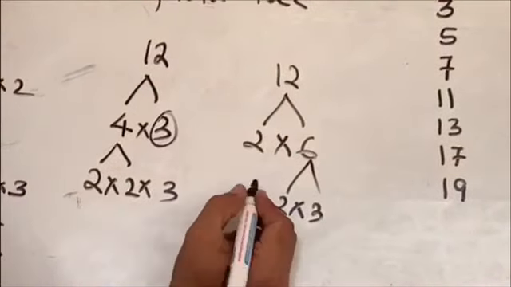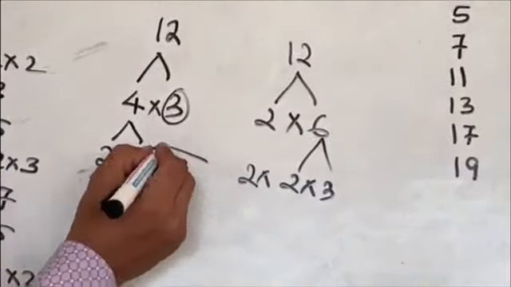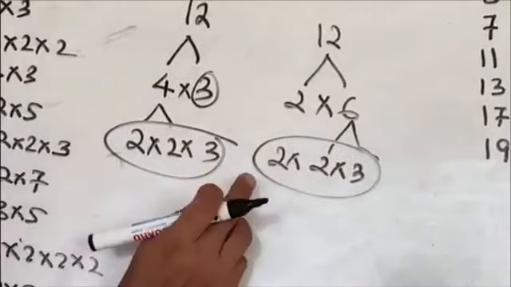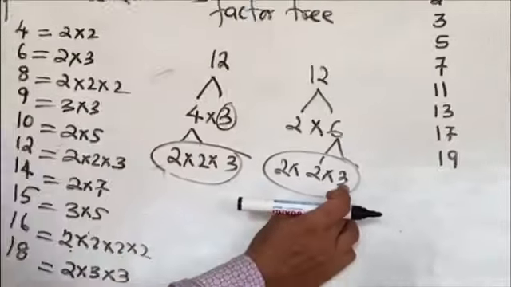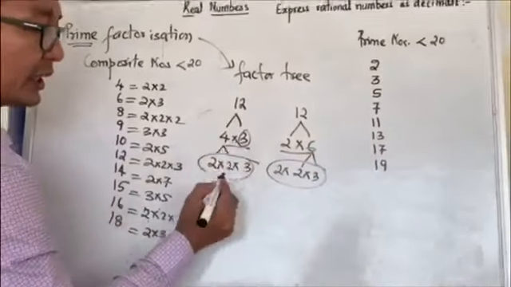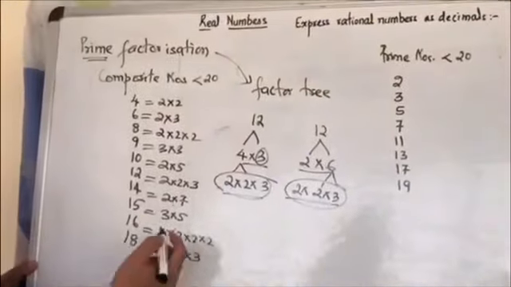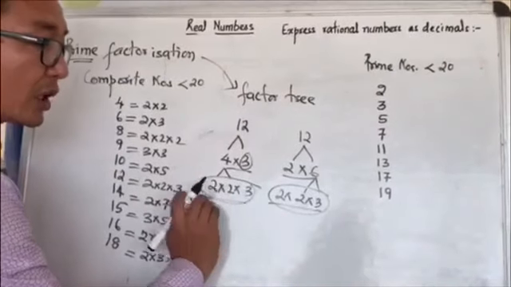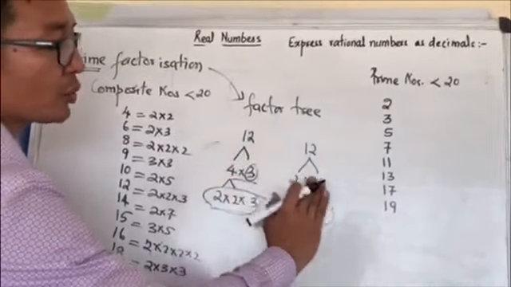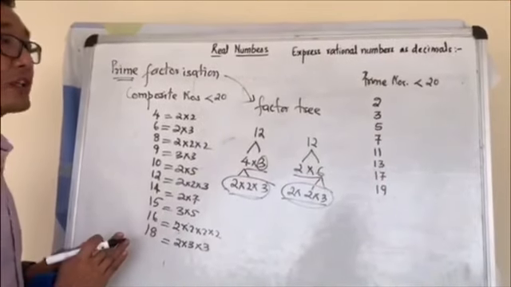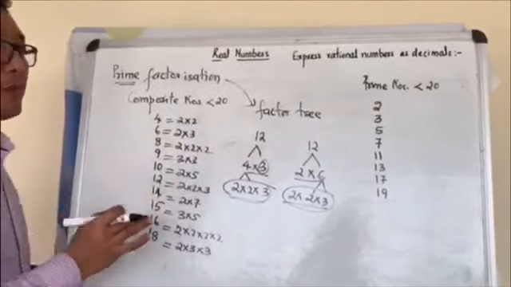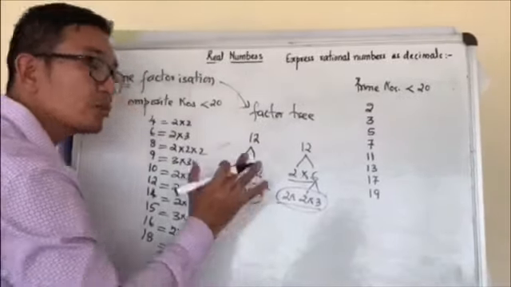So the answer is 2 times 2 times 3 either way. Prime factorization is unique. So this is how you find the prime factorization of a given number.